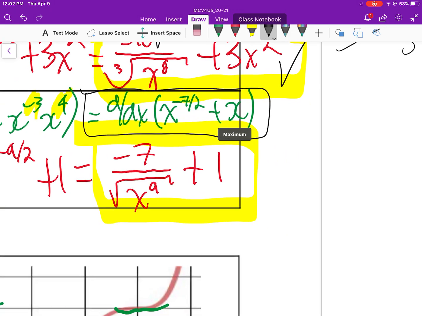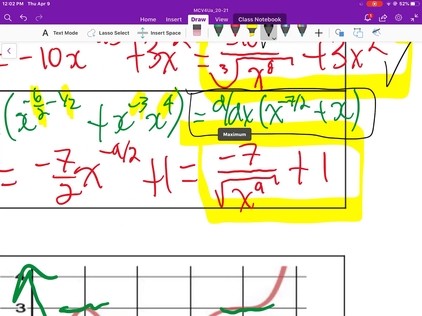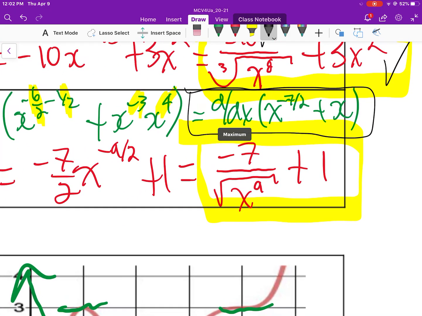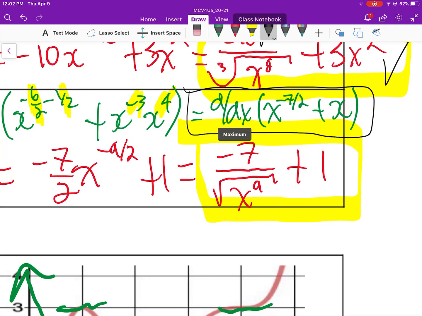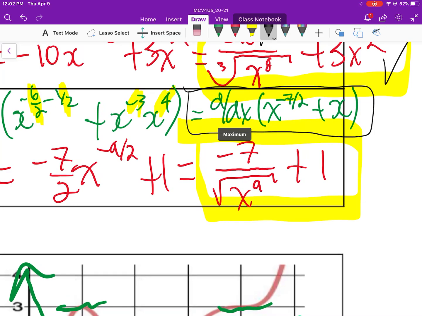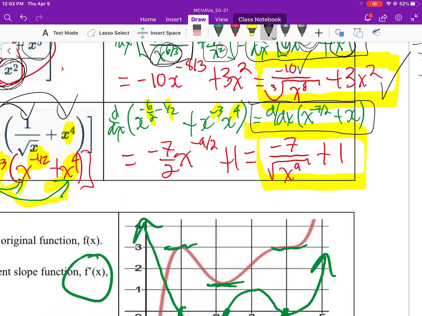So you can see here that when I take my negative 6 over 2 and I add negative 1/2, I get negative 7 halves plus x. And now that is ready to be differentiated because it looks like a power function. That's why the power rule works, or it only works for power functions.